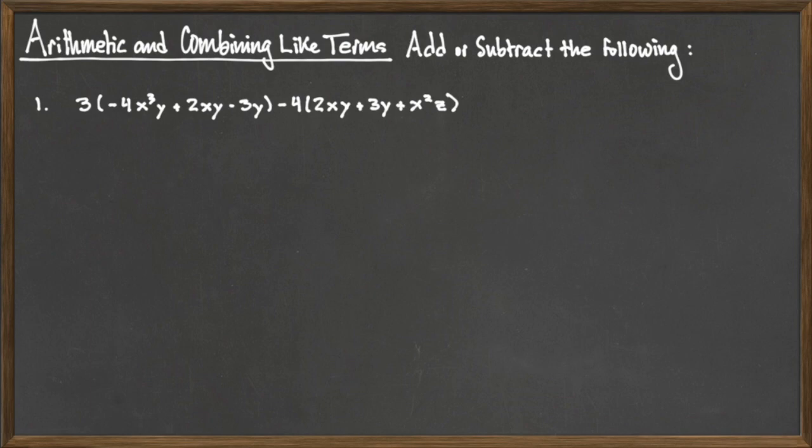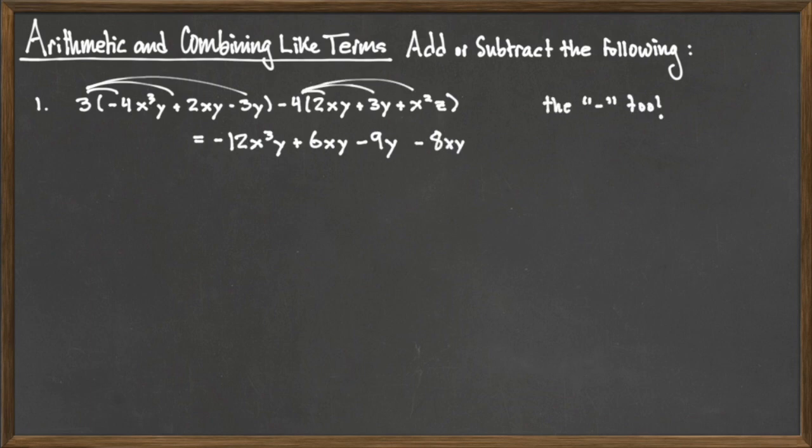Nothing inside the parentheses simplifies because I have no like terms, so our first step will be to distribute that 3 and that negative 4. Doing so gives us the following. I'm going to get minus 12x cubed y plus 6xy minus 9y. Now I distribute the negative 4, and I've got to remember to take that negative sign with me. So that's going to give me negative 8xy minus 12y minus 4x squared z.